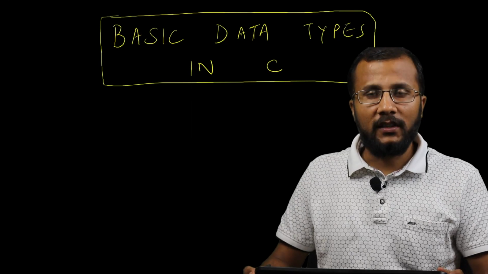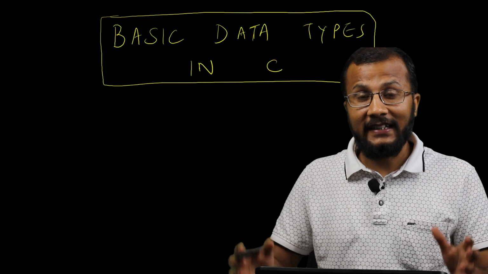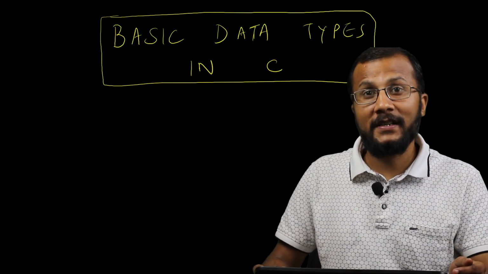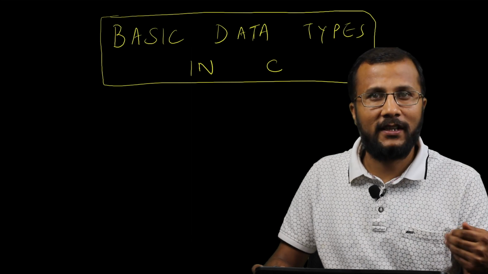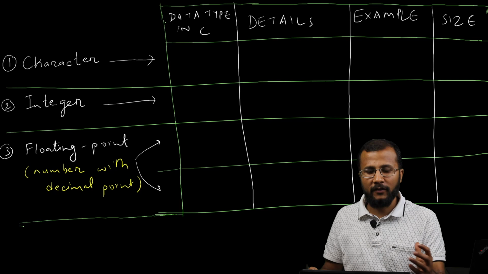In this lecture, we are going to learn about some basic data types in C. There are different data types that we can work with while programming, and different data types are represented, stored, and processed differently. So let's see some of the basic data types available in C.